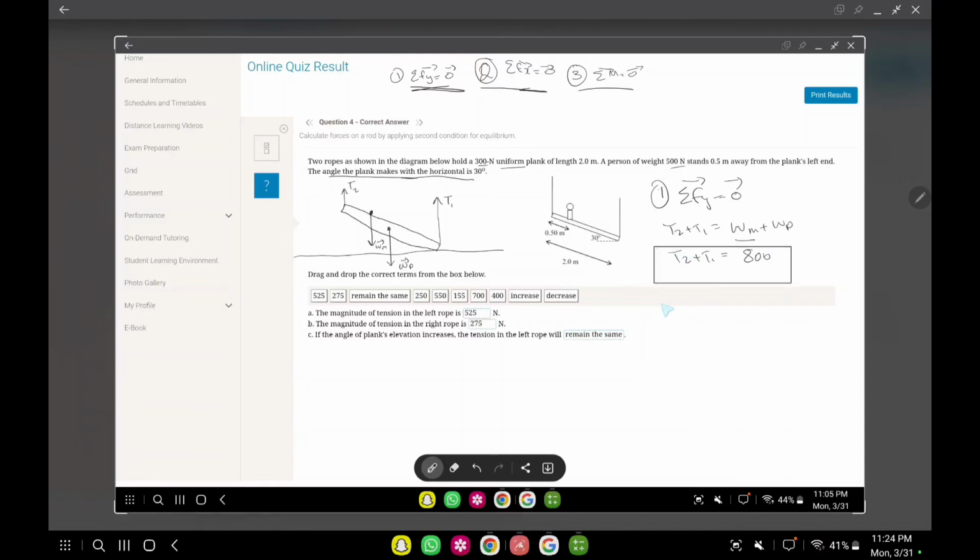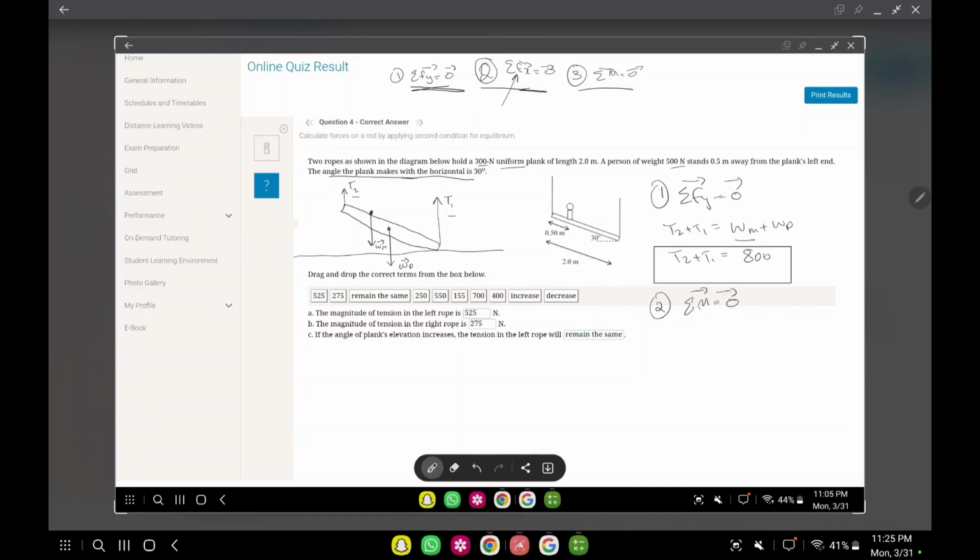Okay? Second thing, sigma Fx. There's no horizontal forces, so we skip. We go to sigma M is equal to 0. In this case, we have two unknowns: tension in the left rope, tension in the right rope. When we have two unknowns, what does that mean? When working with moments, you always have to choose your center of rotation, right? We're talking about moments around what point?